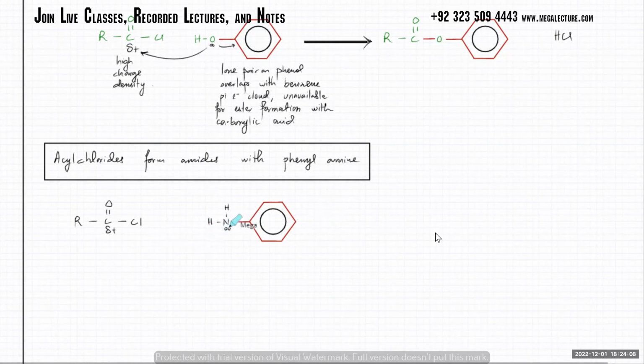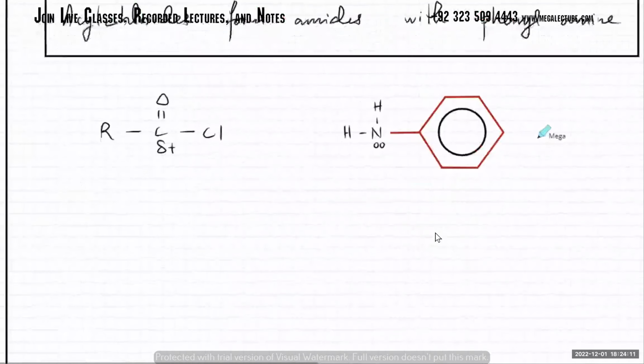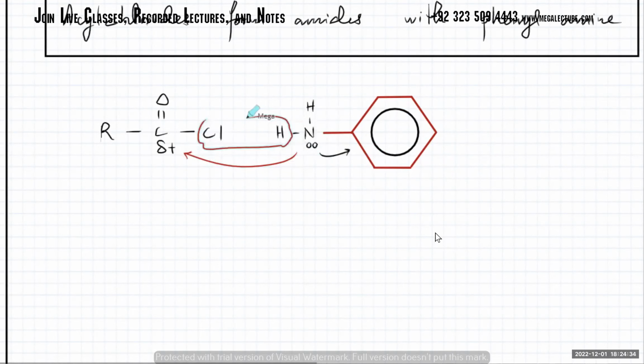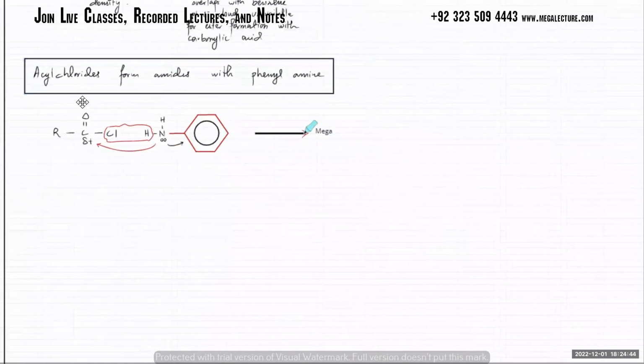And N has a lone pair, but you're going to face the same issue: the lone pair is going to overlap with benzene's pi electron cloud, so the charge density is going to be lesser in this case. The lone pair is going to overlap, but because acyl chloride has a very strong carbon positive, the electrons are going to be attracted to it and pulled back, and from the middle, the H and Cl are going to get removed. And again, this reaction does not require any special conditions. Acyl chlorides are able to complete the reaction on their own.